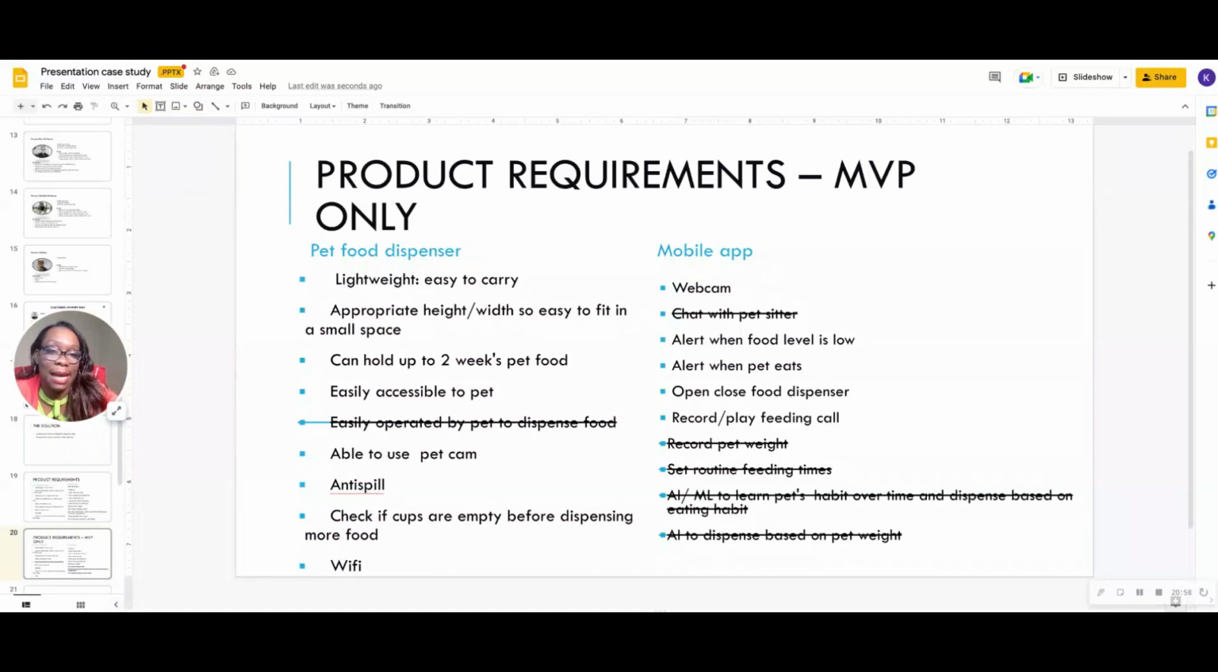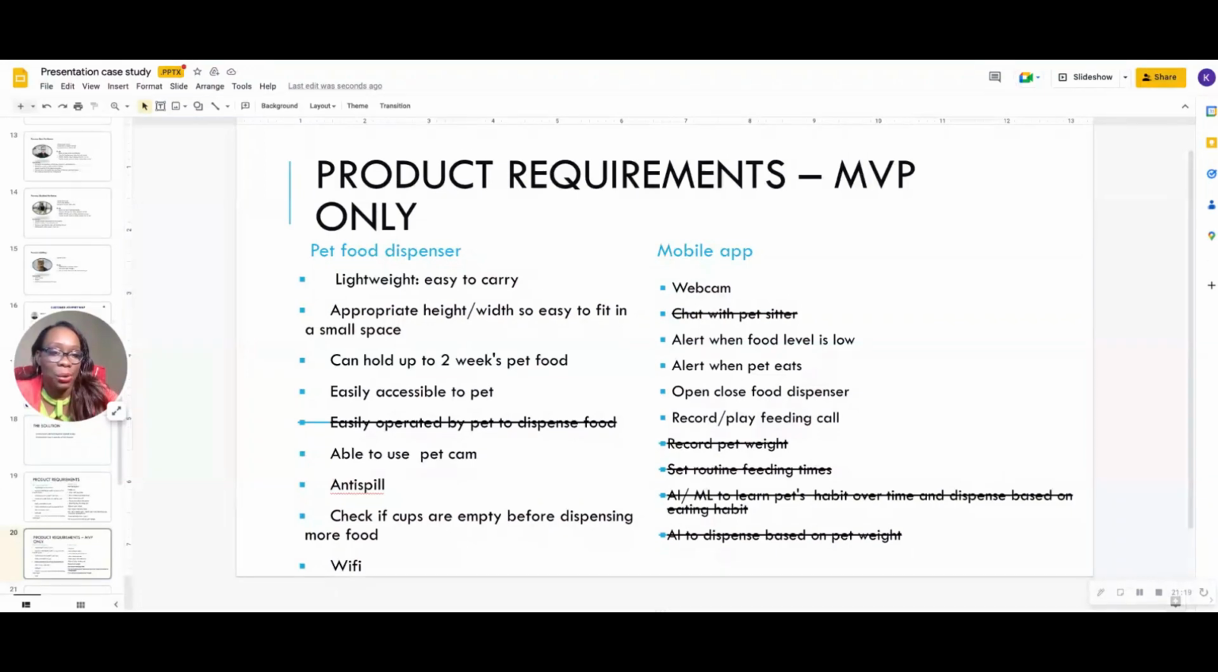On the mobile app side, the webcam, we believe the webcam is an MVP because it's one of those things that the other products have. So if you release something without a webcam, it might just not be viable enough for them to buy us over the competitor. Chatting with the pet sitter, I think it's a nice to have. We could do that later.